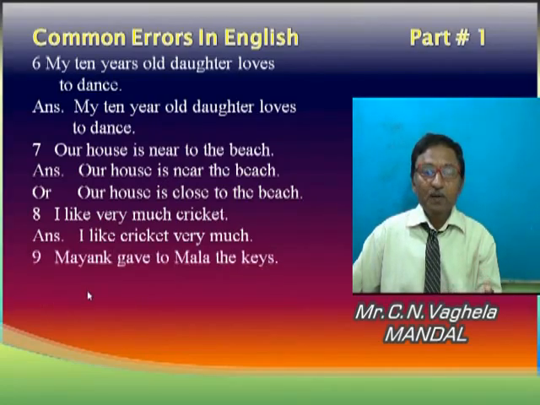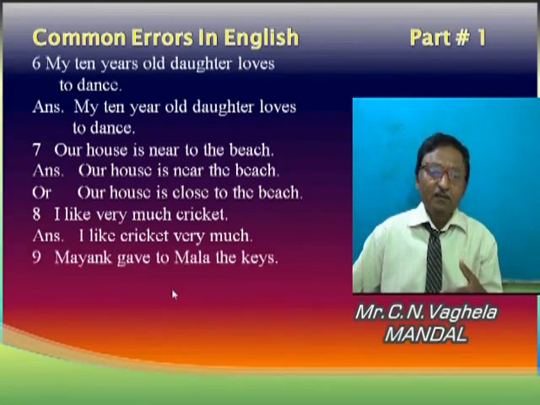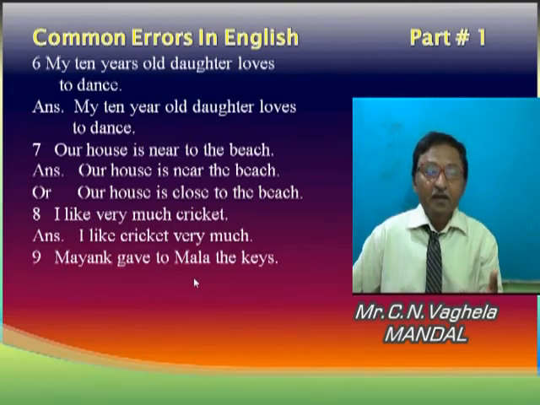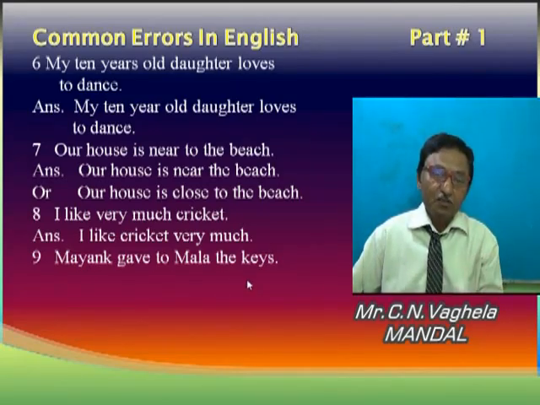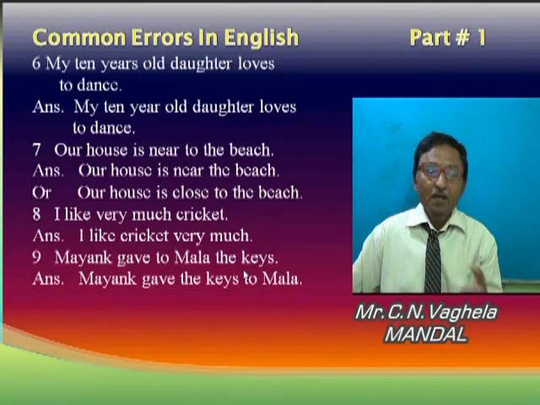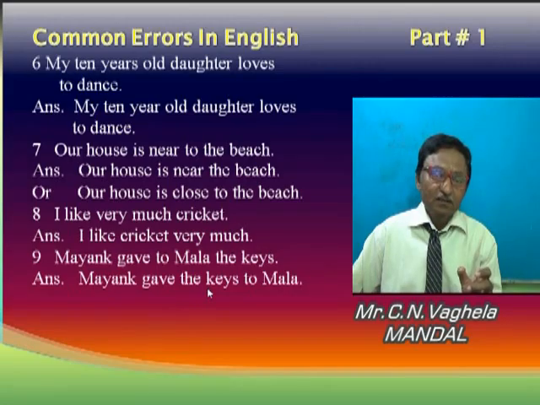Mayank gave to Mala the keys. Here is another problem related to the object. There are two objects, Mala and the keys. So we have to find the primary object and the secondary object. Here the primary object is the keys. So the correct sentence is: Mayank gave the keys to Mala. That is the correct one, because the keys is the primary object and Mala is the secondary object.